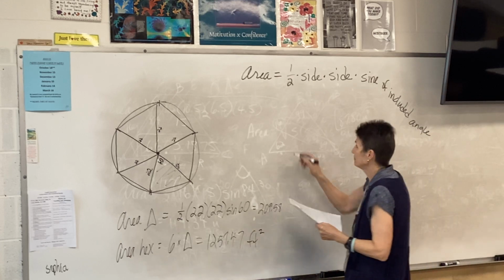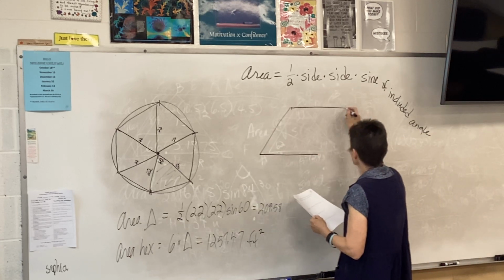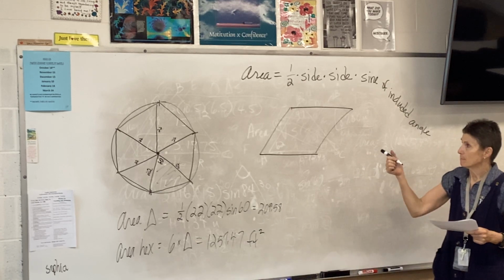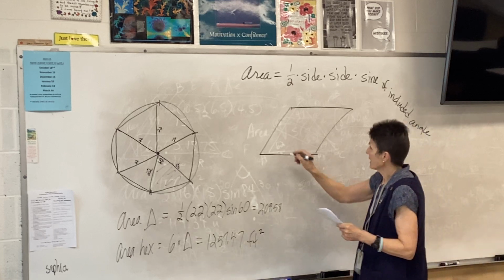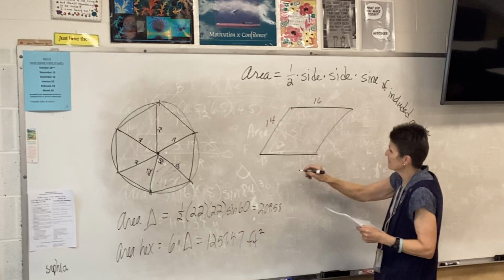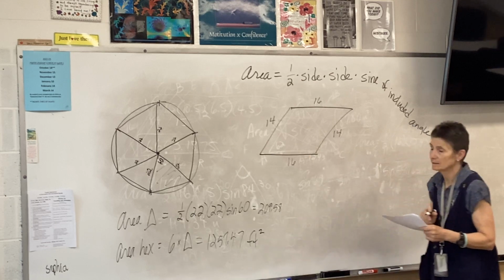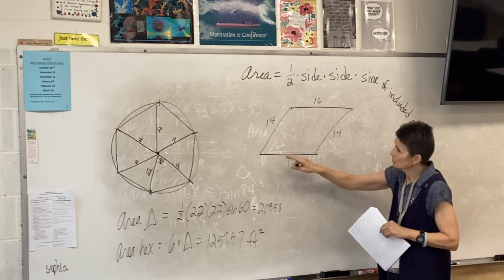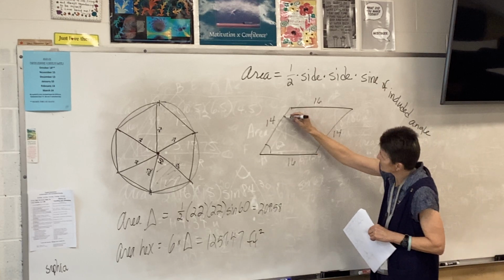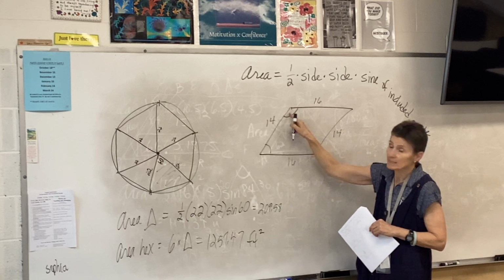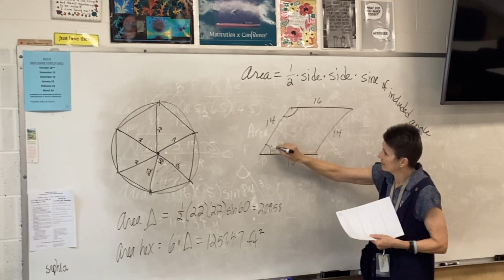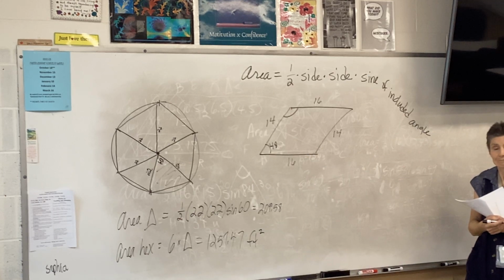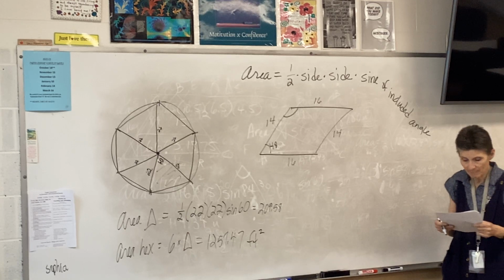All right, number 2. We have a parallelogram. You've got to remember what a parallelogram is. That's a parallelogram. One side is 14, one side is 16. That means this is 16 and this is 14. Opposite sides are congruent. And there are 2 angles here, this one and this one. That one is obviously smaller than that one. So it says the smaller angle is 48. And my job is to find the area.